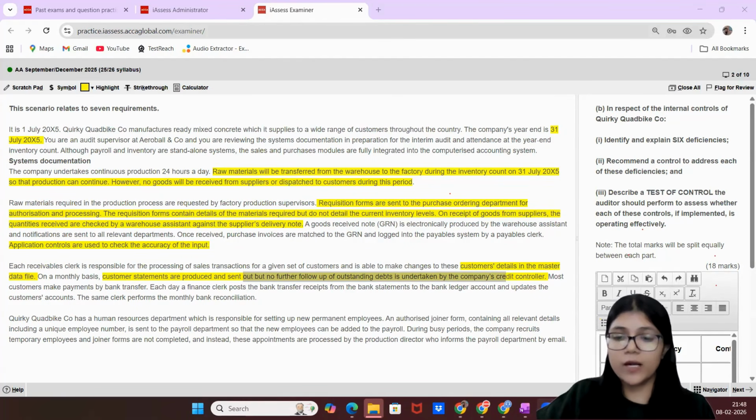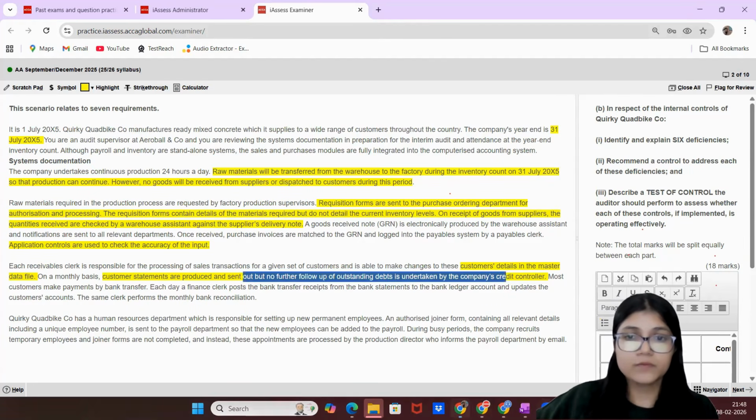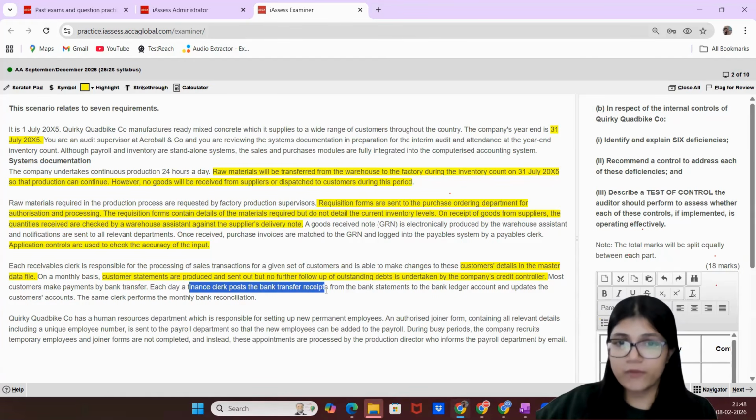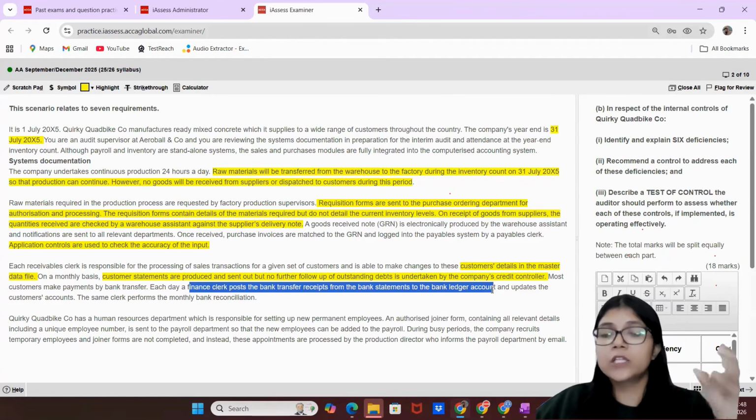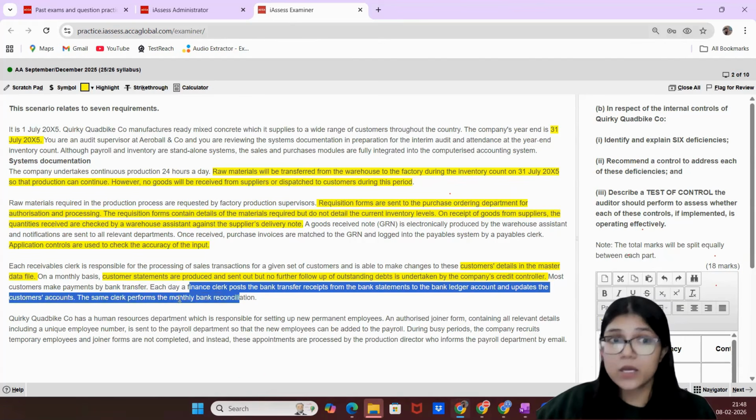Okay, so we are done till now. I think we have already identified 6. Let's move to the last liner also. Most customers make payments by bank transfer, which is okay, which is not an issue. Each day, a finance clerk posts the bank transfers received from the bank statements to the bank ledger account. That means from the third party statements to our own accounting, and updates the customer accounts also.